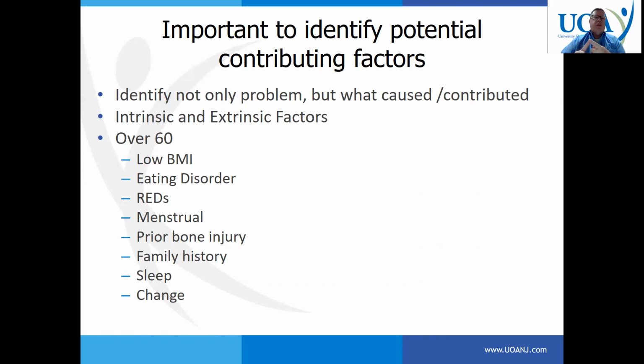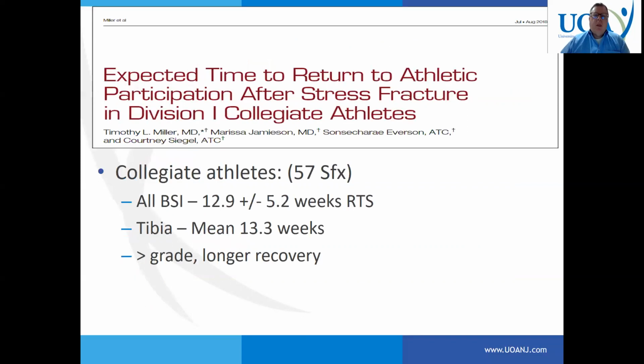Things like low BMI, eating disorder, RED-S, menstrual disorder, prior bone injury, a family history of fracture or bone injury, sleep histories, and changes in training are some of the more common ones. It's important that we address these factors as well. And pushing for an MRI helps us clarify the extent of injury.